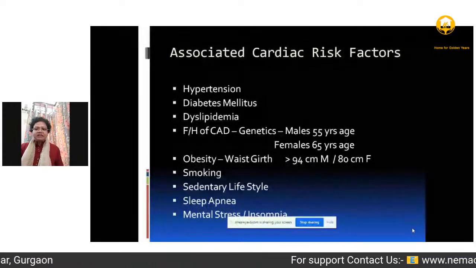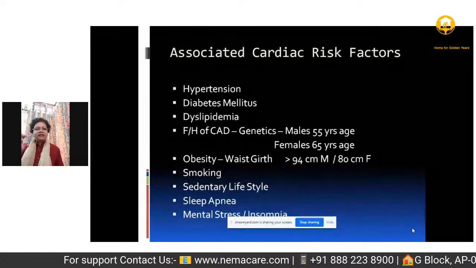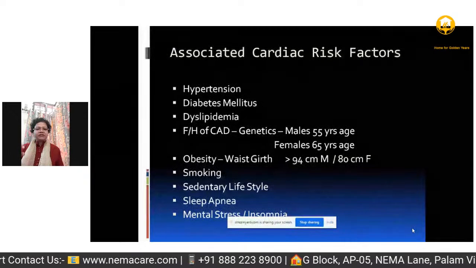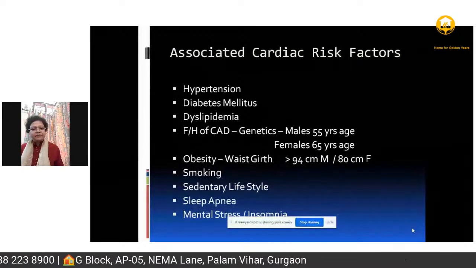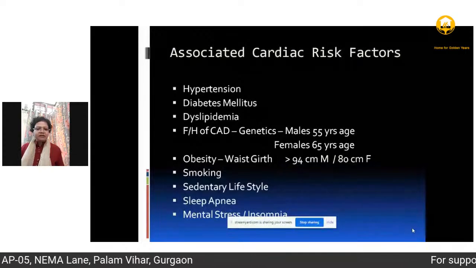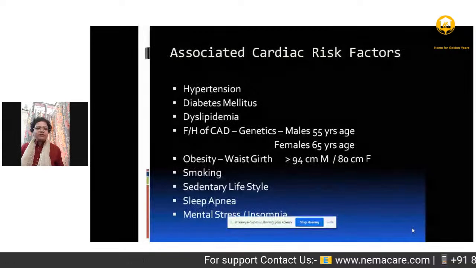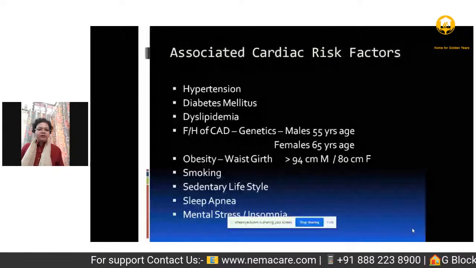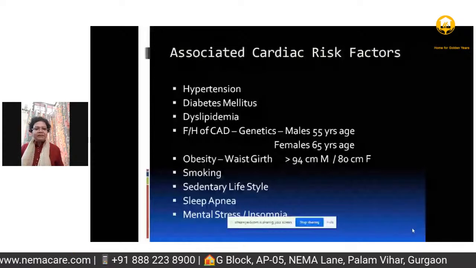So having sleeping pills for a short duration, the safer ones, the less addictive ones, may help you induce sleep and reduce your risk factors, right? So do not refrain. I'm not advocating sleeping pills, okay, but it is very, very essential that we sleep well.